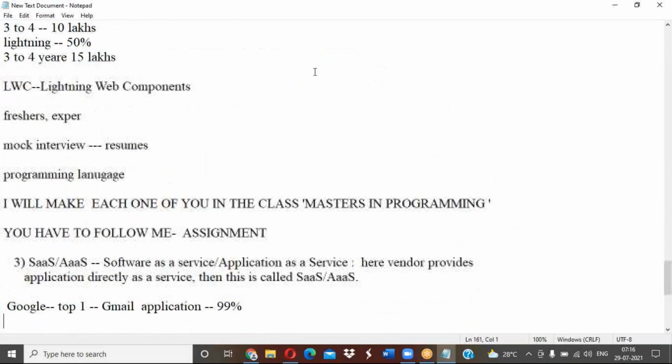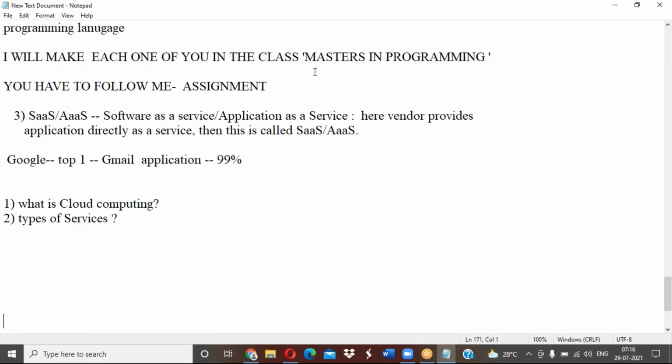Yesterday in class, we discussed two important topics. What is the first topic? What is cloud computing? And what kind of services are provided by vendor companies? These are the two important topics we discussed in the last class.